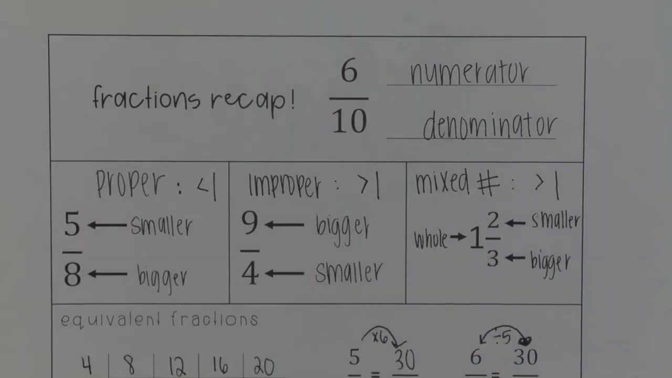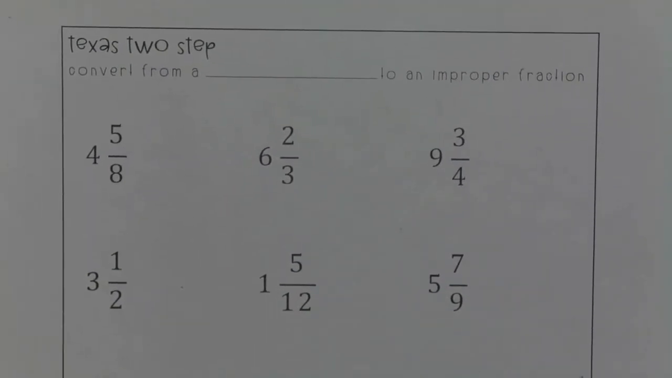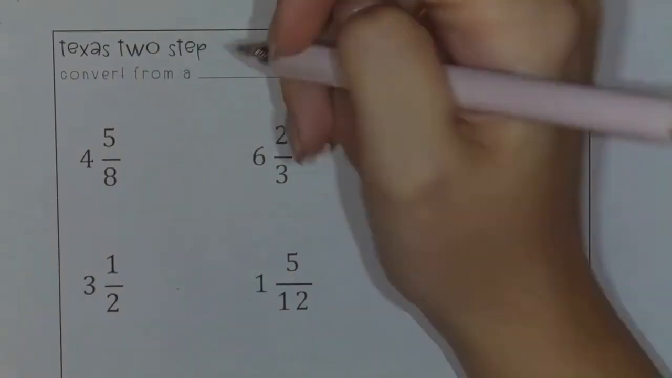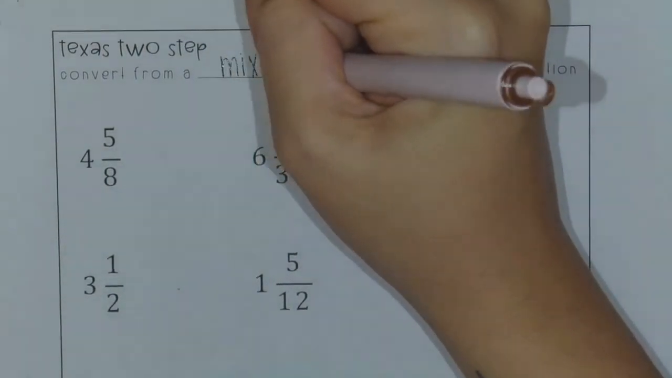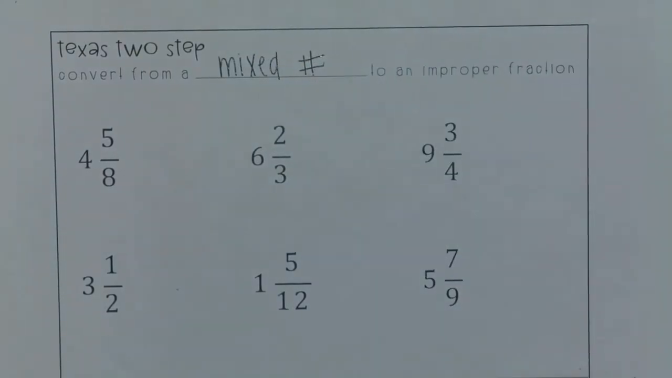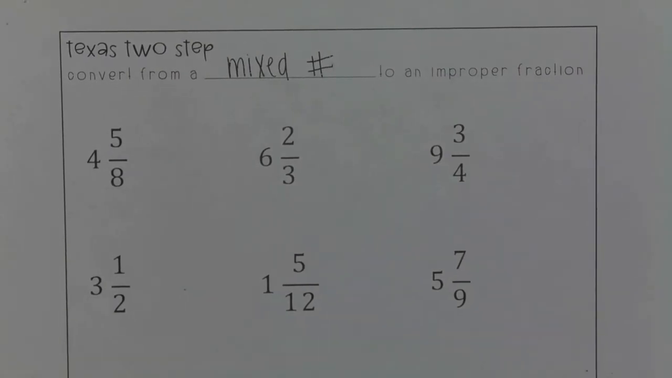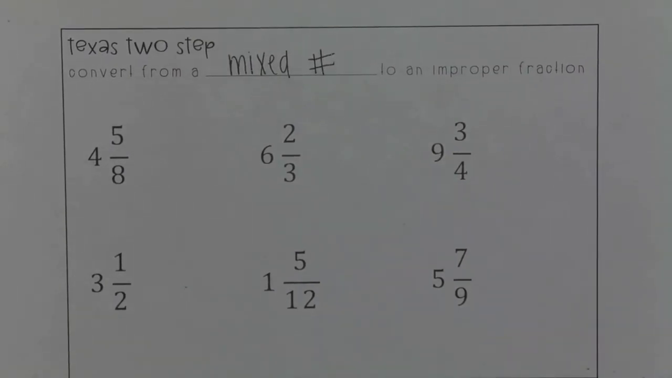So today we're going to look at how we switch back and forth between improper fractions and mixed numbers. That's our goal for this video. When we go from a mixed number to an improper fraction, we like to use a strategy I call the Texas two-step. The Texas two-step helps us convert from that mixed number to an improper fraction.